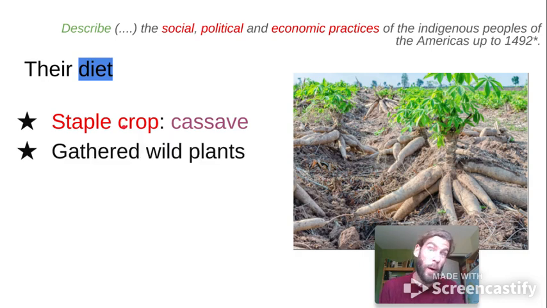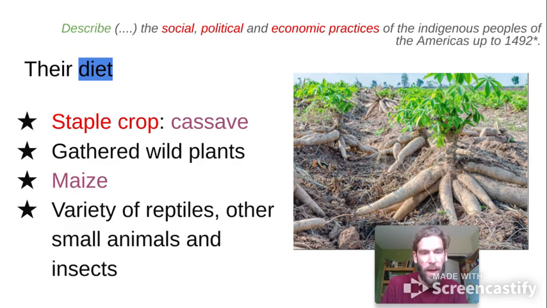They also gathered wild plants, so they knew a lot about nature. They also grew maize, and they ate a variety of reptiles, other small animals, and insects. So, a variety of reptiles, other small animals, and insects. And they grew maize, they gathered wild plants, and the staple crop was cassava, which looks like this.